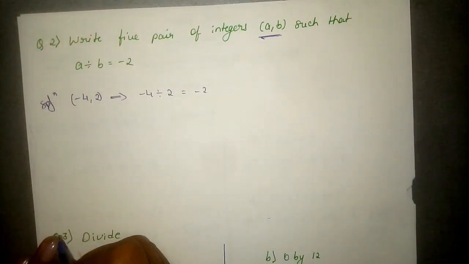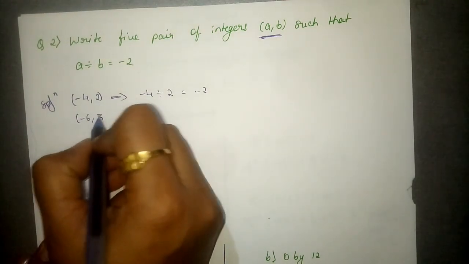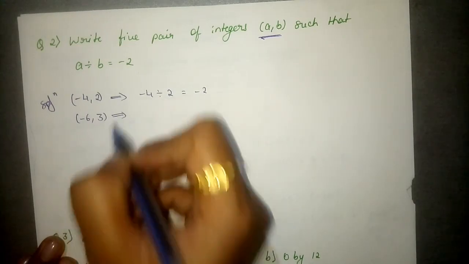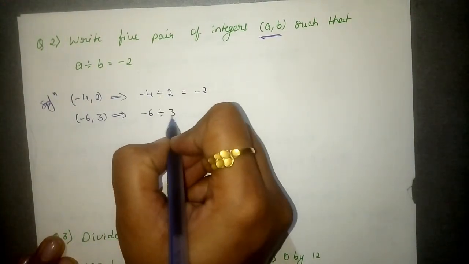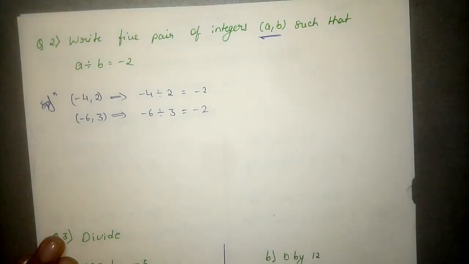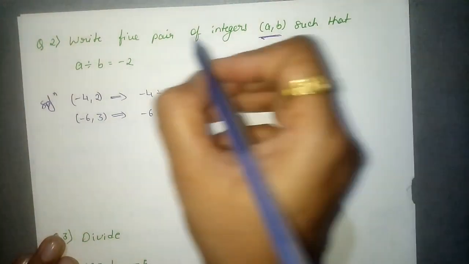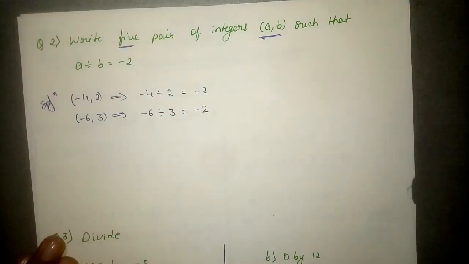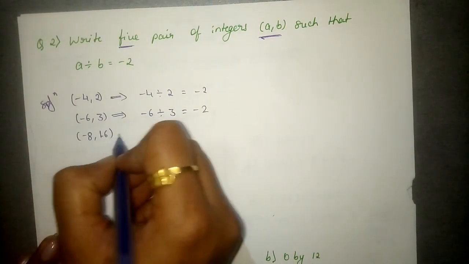Then again one more pair we have to take. I can take minus 6 and 3. So when I divide it, that is minus 6 divided by 3, 3 into 1, 3 into 2, here I will get minus 2 as the result. So how many do we want? We want 5 pairs. Now again one more pair we can take, minus 8 comma 16.